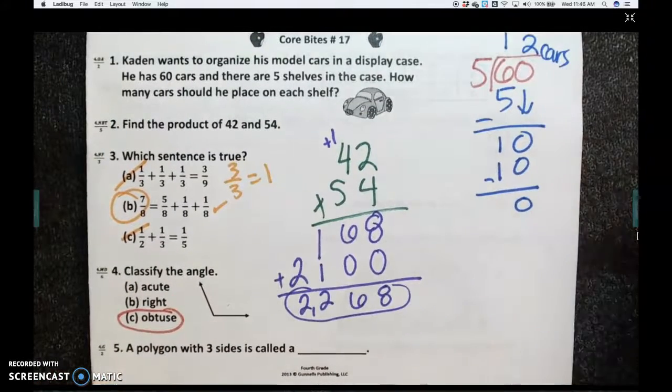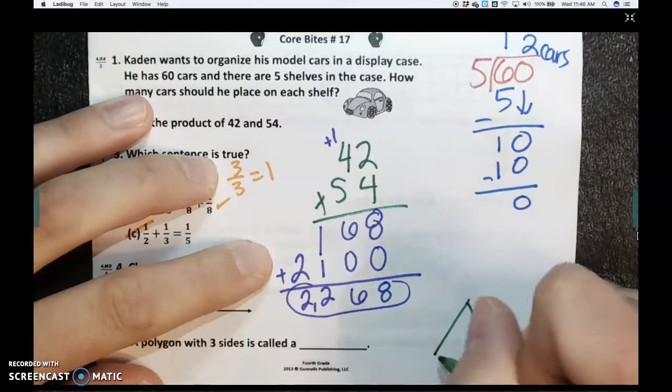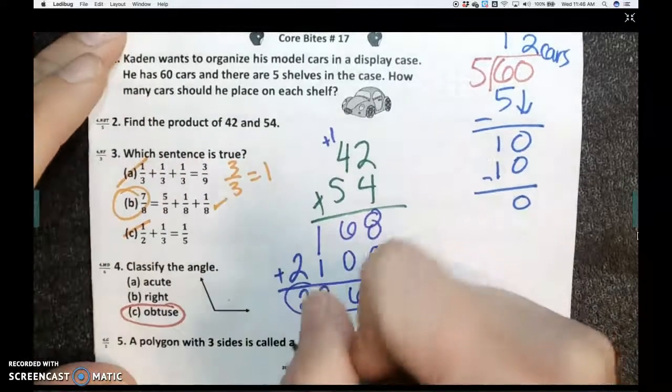And then your last question for today says a polygon with 3 sides is called a blank. So if you have a geometric shape, a polygon with 3 sides, that would be a triangle.